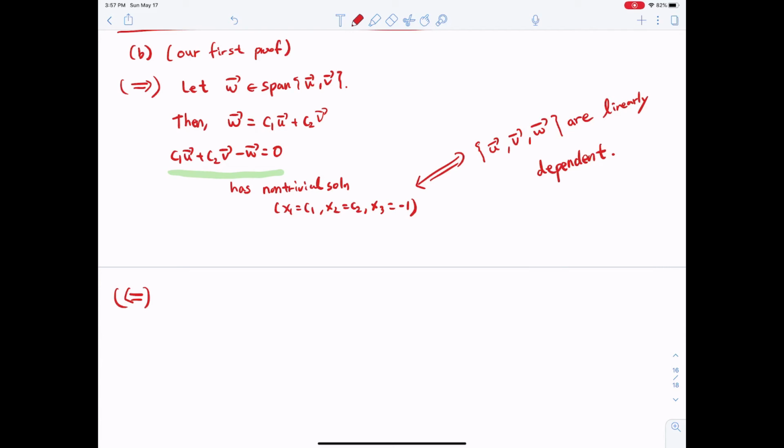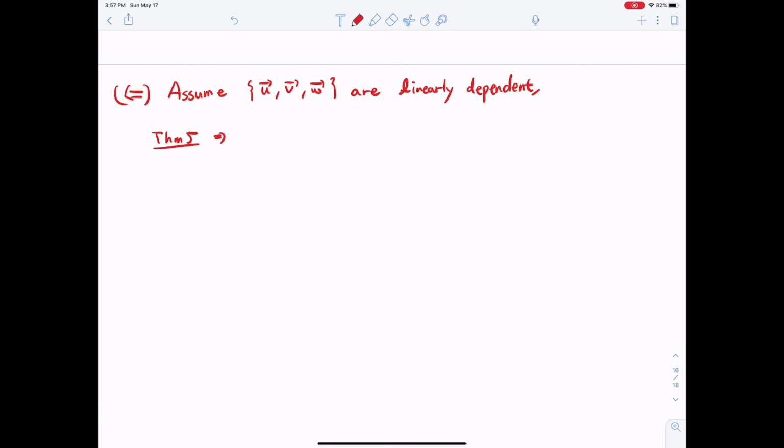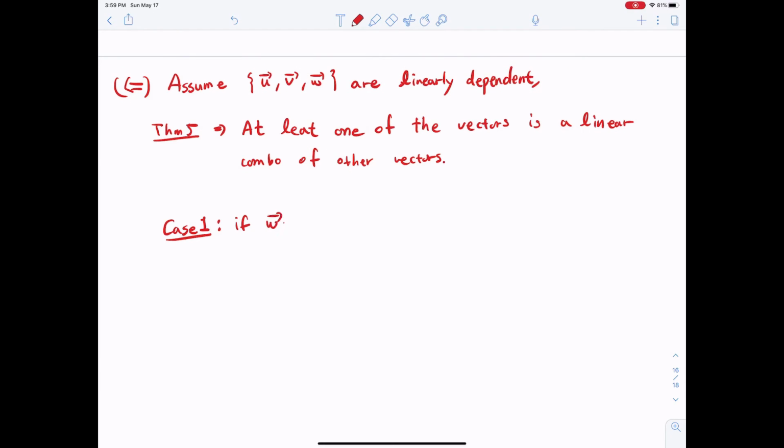Conversely, now we're going to assume that the given set of vectors u, v, and w are linearly dependent. Then Theorem 5 above gives you that at least one of the vectors is a linear combination of the other vectors. So suppose that w is the vector which is the linear combination of the other two vectors. In other words, if w is an element of the span of u and v, then we are done, because this was what we wanted to prove.